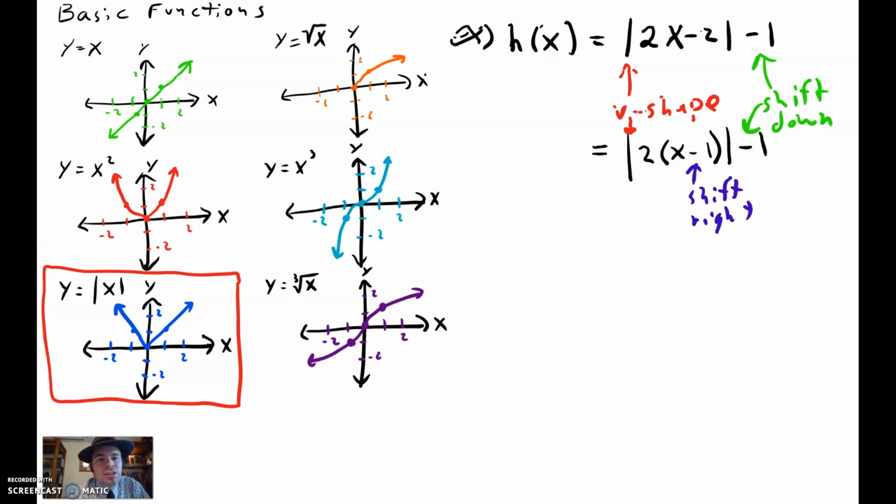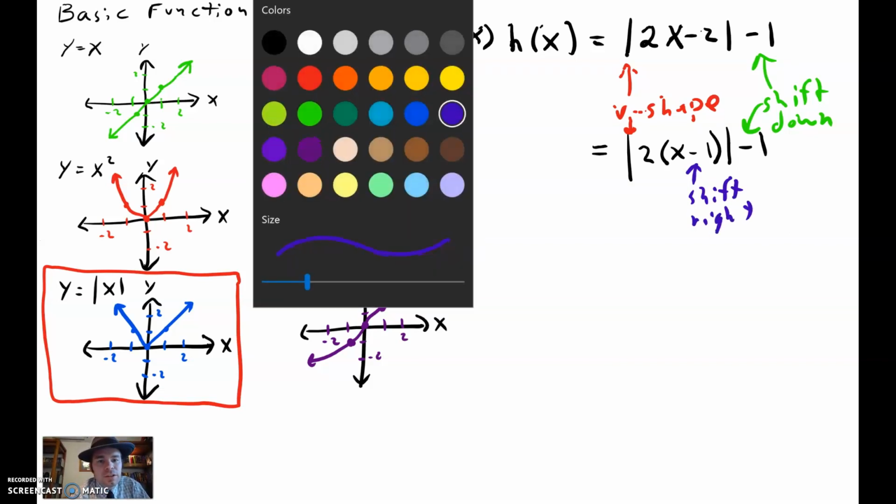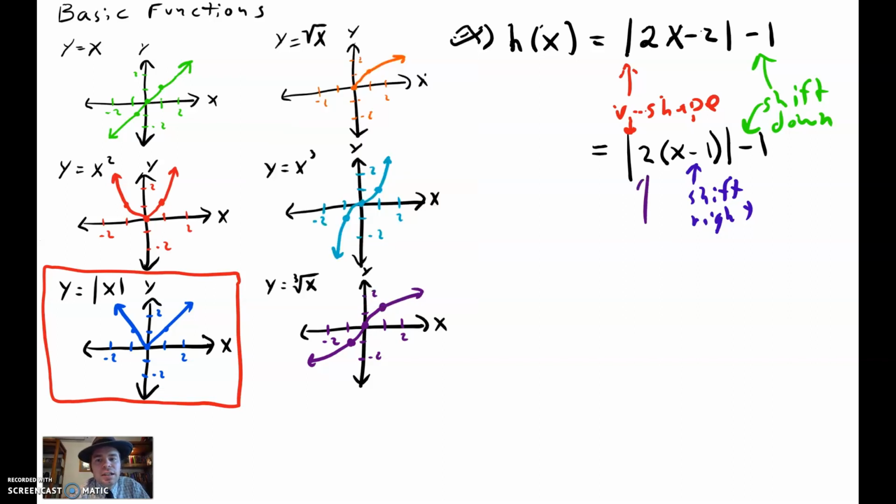And then the 2 that's on the inside of the grouping symbol is telling us that instead of drawing this to the right, stretching, we're going to compress horizontally. That means we're going to divide by 2.